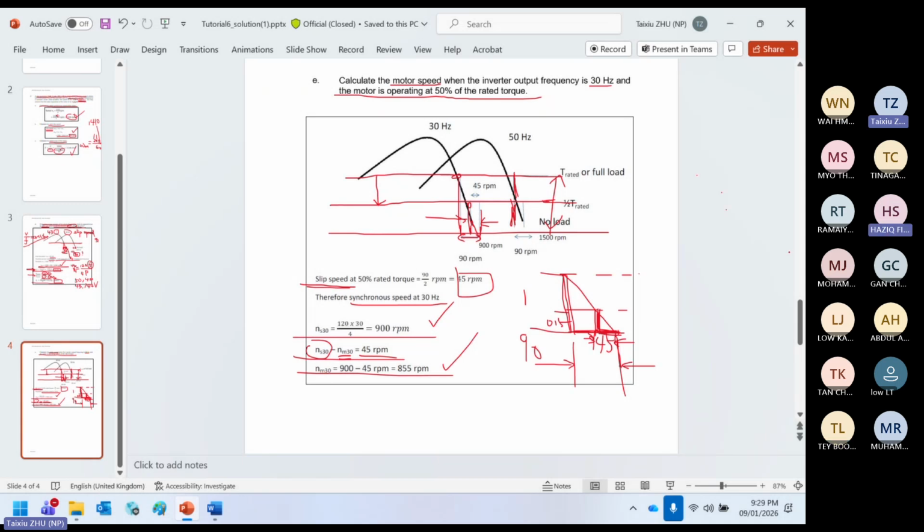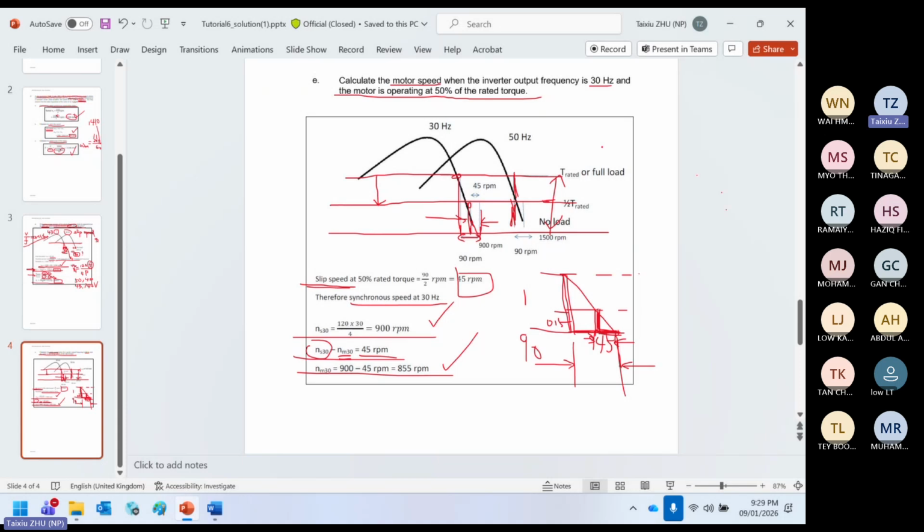But you get what is going on here. When they mention motor torque, it relies heavily on the slip speed. Actually, the motor torque determines the slip speed. So whenever the torque changes, the slip speed also changes. Okay, the keyword is the slip speed.